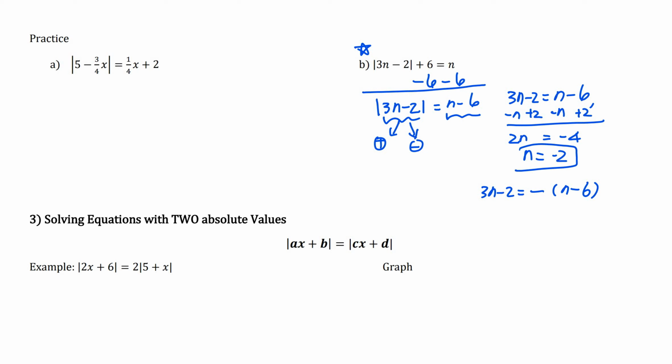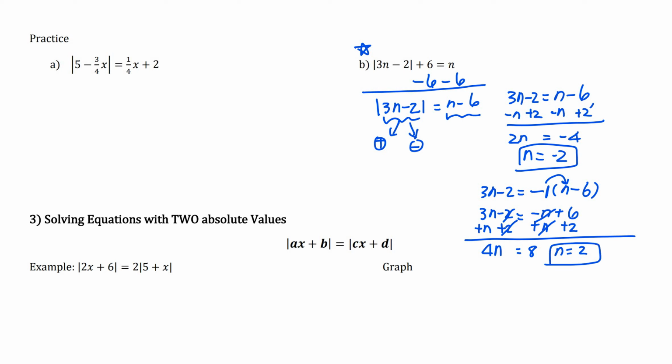We got one answer. And the next one, 3n minus 2, there is an invisible 1 that you have to multiply. It goes to negative n plus 6. So we added n both sides and added 2 both sides. Again, I'm doing everything at once. So 4n equals 8. So n equals 2. So we got both answers. Now we need to check.